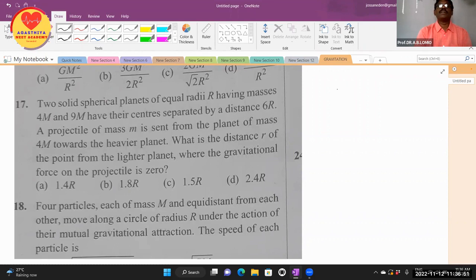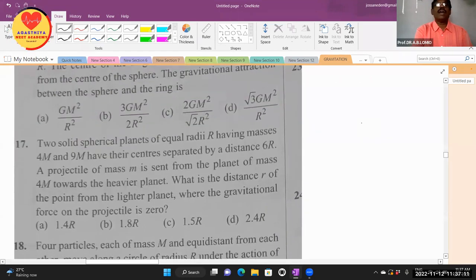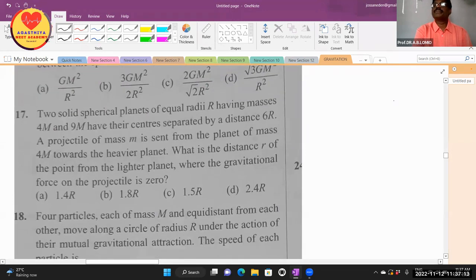Anybody can tell the procedure, how to solve this problem? First, read the problem and then tell me how to solve this. I'll give you 1 minute. I'll solve after that.